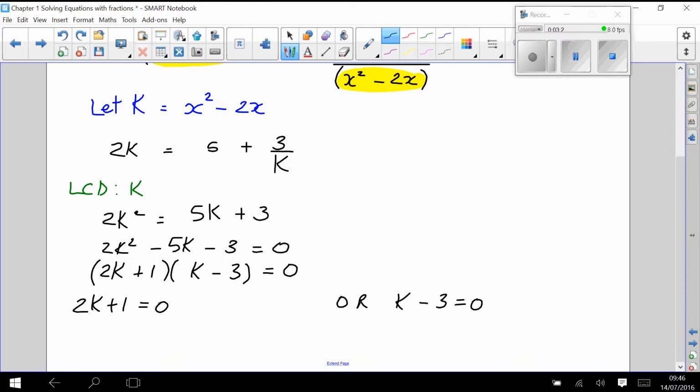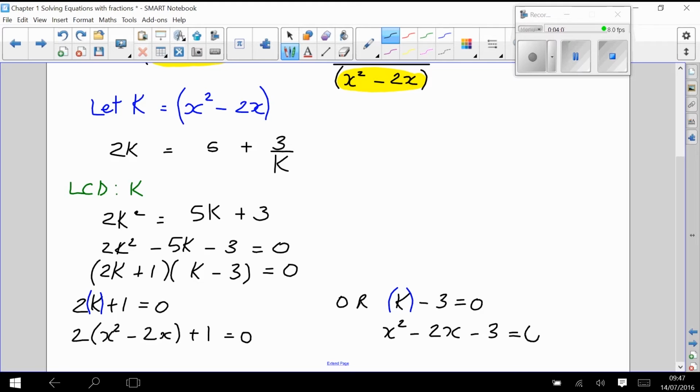But I wasn't asked to solve this for k, and so I'm not even going to bother to find the solutions for k. I was asked to solve this for x. So at this stage, what I'm going to do is take this expression for x squared minus 2x and put it in the place of k in the two linear equations that I have in my last line. Putting x squared minus 2x back into the first equation, I find that I've got 2 times (x squared minus 2x) plus 1 equal to 0. Putting that expression into the second linear equation, I get x squared minus 2x minus 3 is equal to 0.